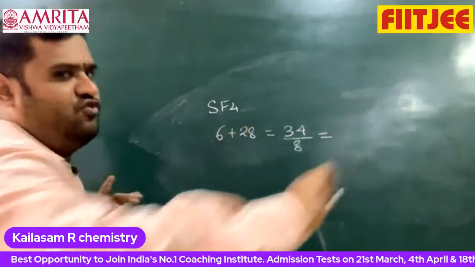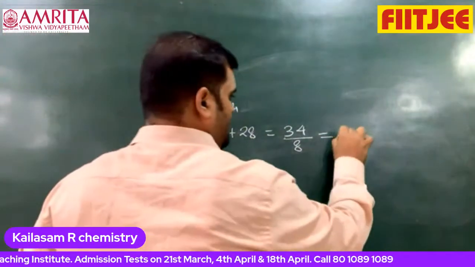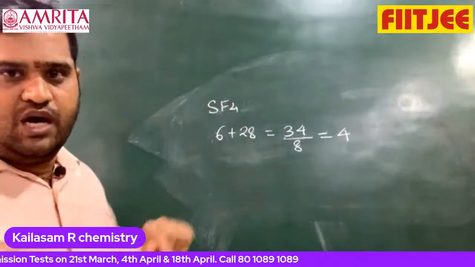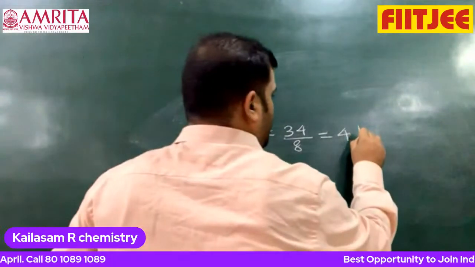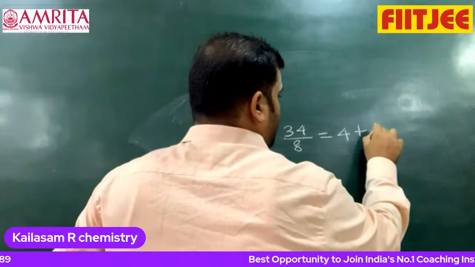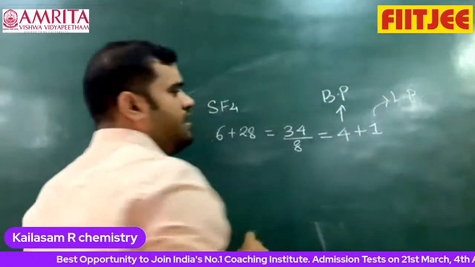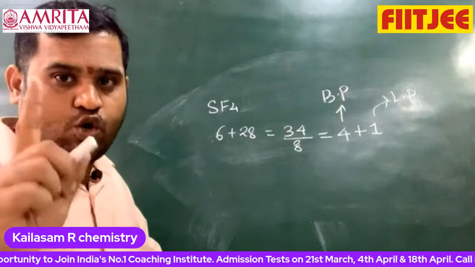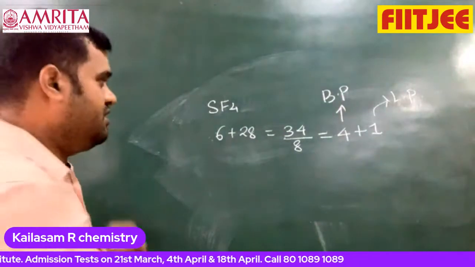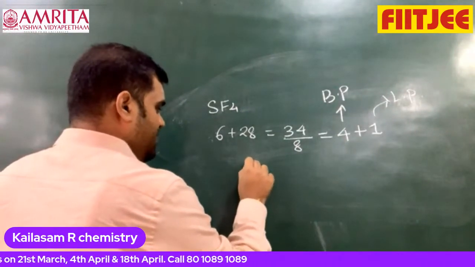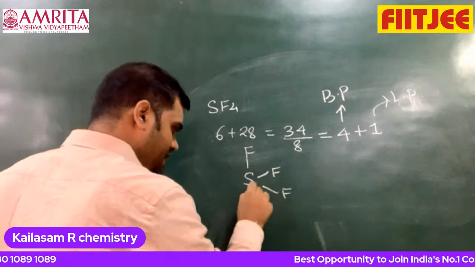What is that 34 by 8? That means 4 8s are 32. Remainder is what? You have that 2. That 2 is nothing but 1 pair of electrons. I can say this is the bond pair, and this is nothing but the lone pair. In trigonal bipyramidal geometry, the lone pair always has to be kept in the equatorial position to minimize the repulsion. Now I can keep S, and this is F, this is F, this is F, and this is also F.